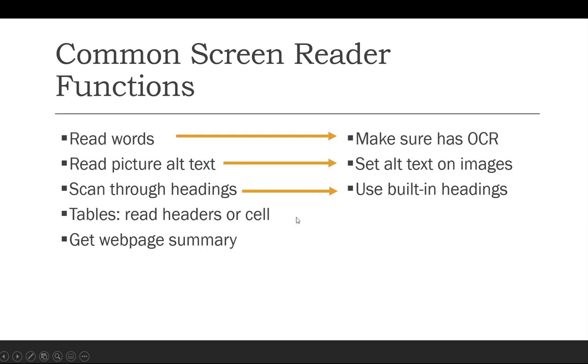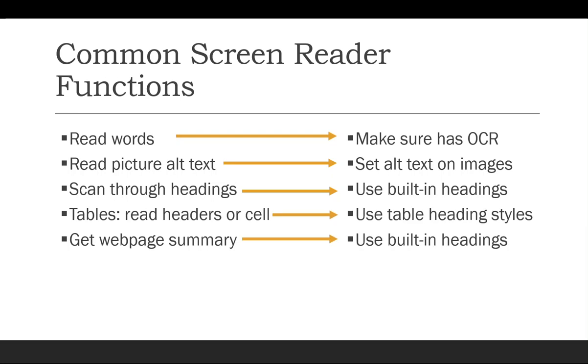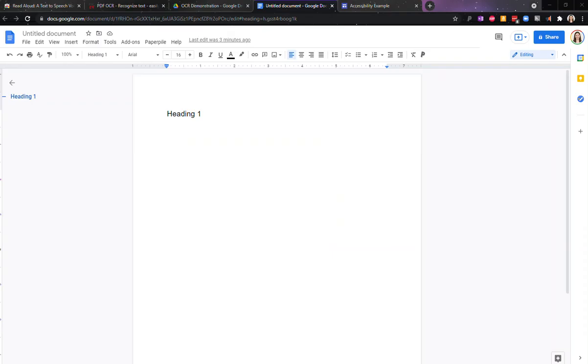Now we're going to talk about how to make sure it has built-in headings, tables, and make sure that it's able to give a web page summary. And it's actually pretty easy to do this. All you have to do is use the built-in styles in something, which makes it better anyway, because then it'll be more understandable because all your styles will be the same and it'll look better.